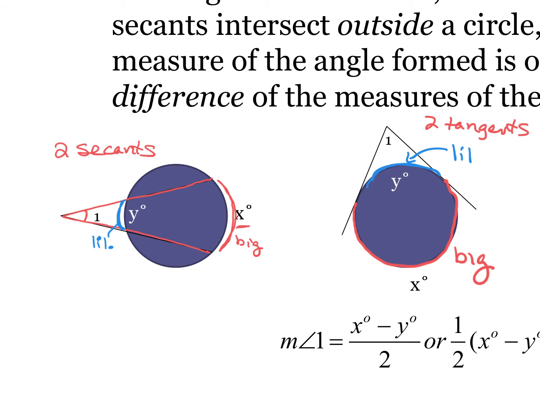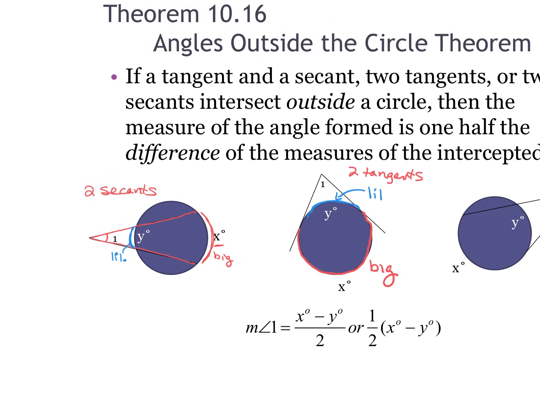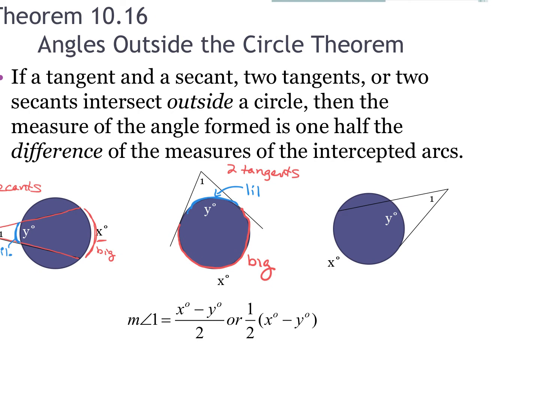Then the last scenario is the angle is formed by a tangent and a secant. So this is a tangent and a secant.